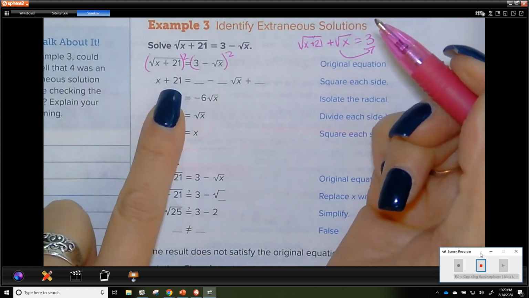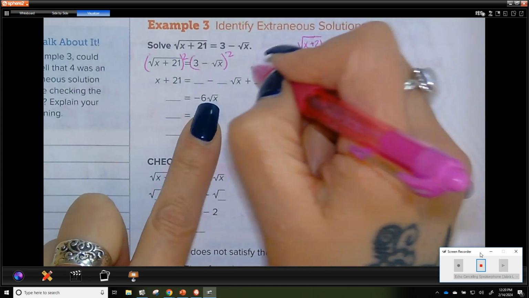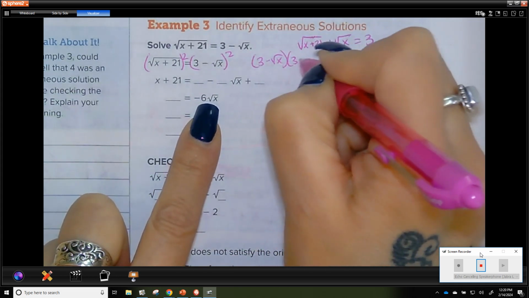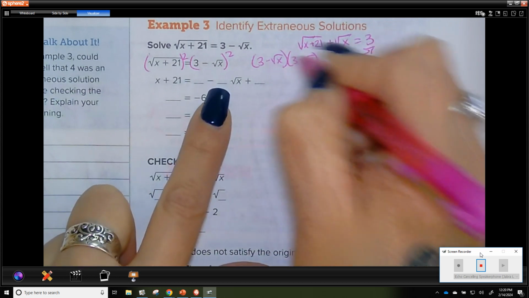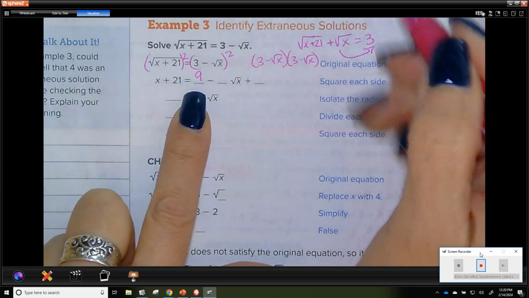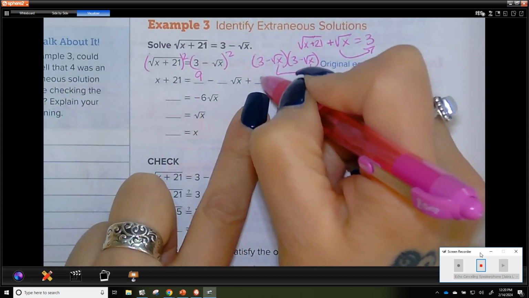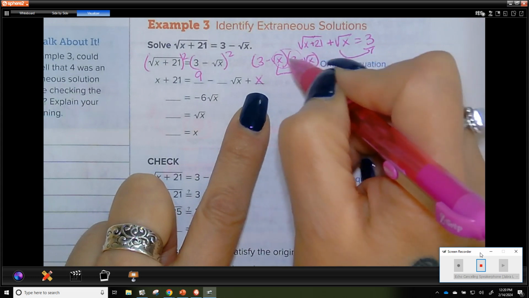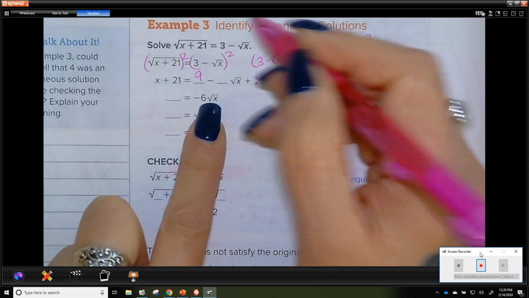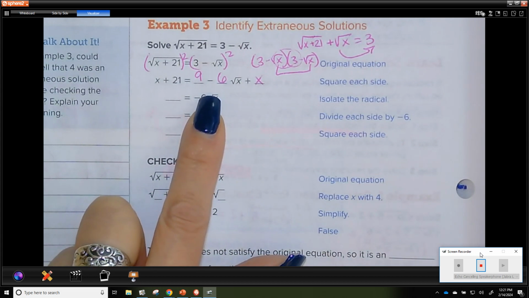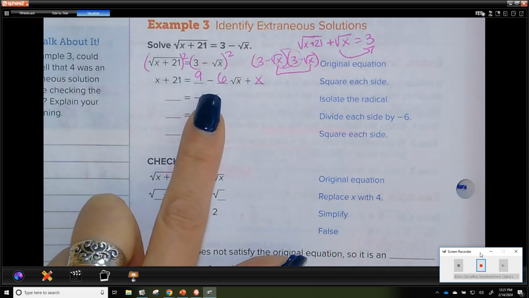This works out to this, but squaring this means I have the same thing times itself, so you have to do FOIL. So 3 times 3 is 9, square root of x times square root of x is x. But in the middle, the O and the I, you get negative 3 square root of x, negative 3 square root of x, and so you get negative 6 square root of x. Now you solve it the way you know how.